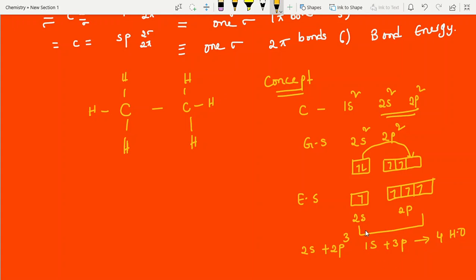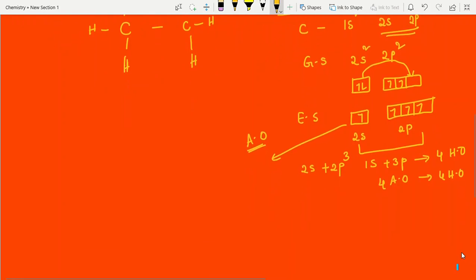Each box we call an atomic orbital, AO. So 1 s plus 3 p, 1 plus 3, 4 atomic orbitals are involved in hybridization. So finally I will get 4 hybrid orbitals. The number is not changing, but what is changed here? Energy changes. Right?